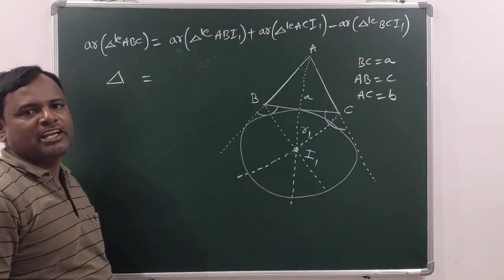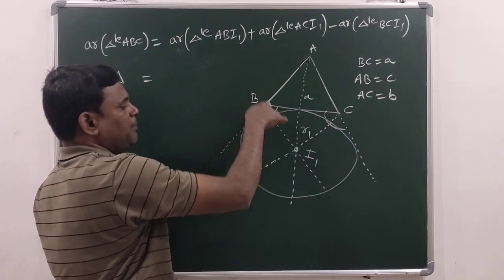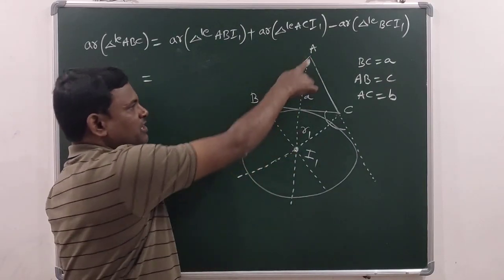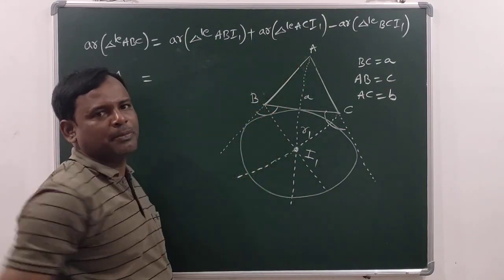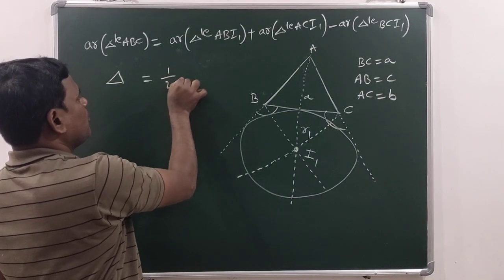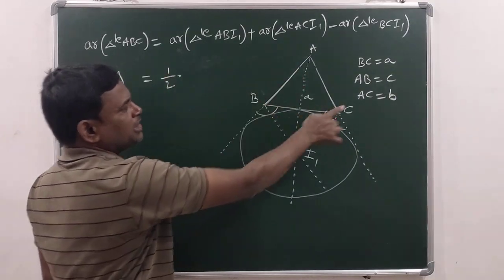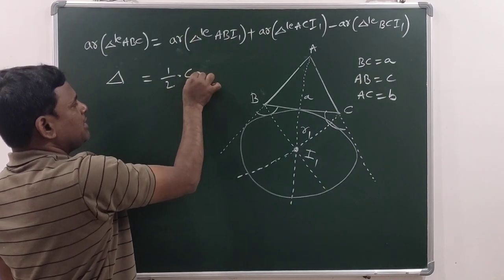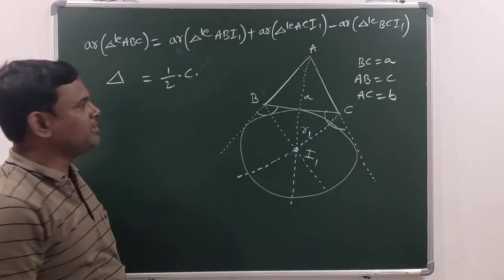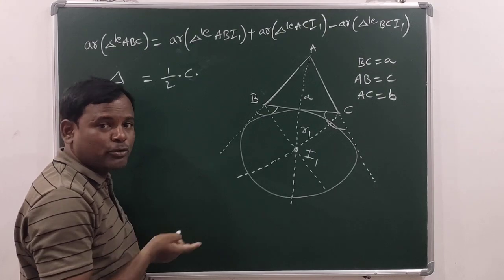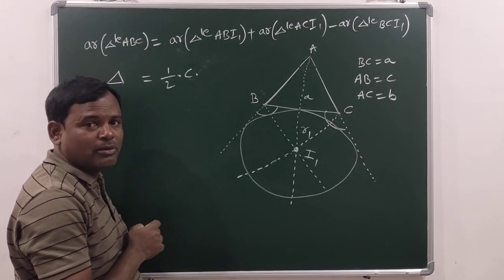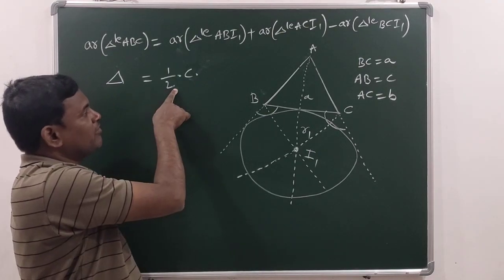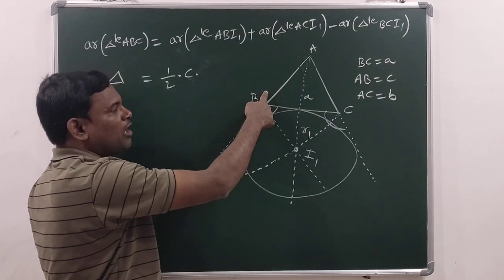Now write. Find the area of triangle ABI1. So for this triangle, you know, this will be the base. 1 by 2 base. Base length is how much? AB, equal to, we have taken c, no? c. Now write its height. Area of a triangle is 1 by 2 base into height. That is the fundamental formula, you know that. So here 1 by 2 base into height.